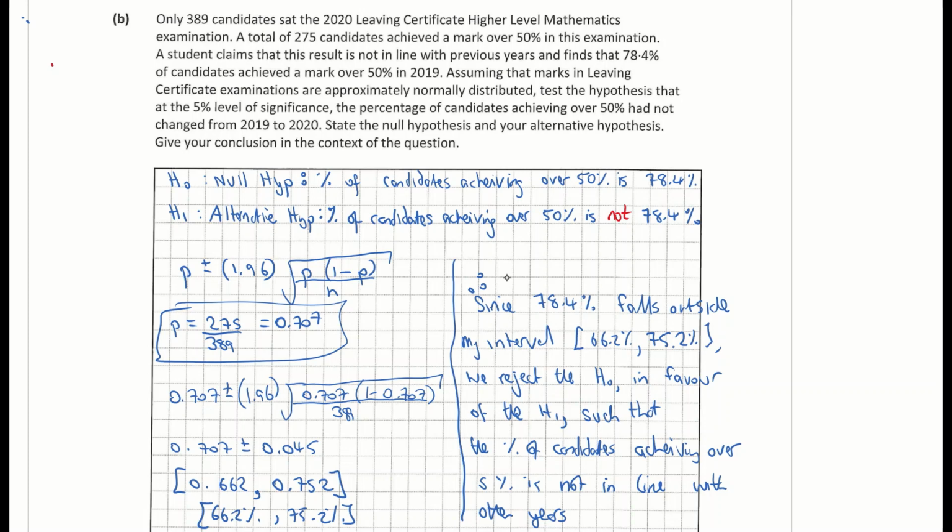So there's my conclusion. I'll state it again. Since 78.4% falls outside my interval of 66% to 75%, we are rejecting the null hypothesis in favor of the alternative, such that the percentage of candidates achieving over 50% is not in line with other years.